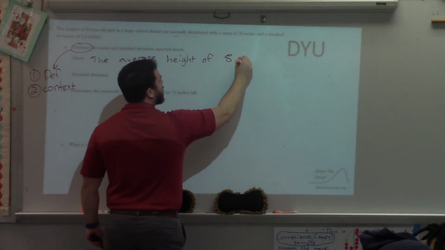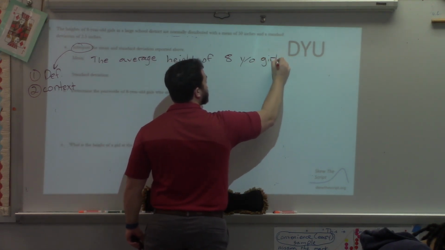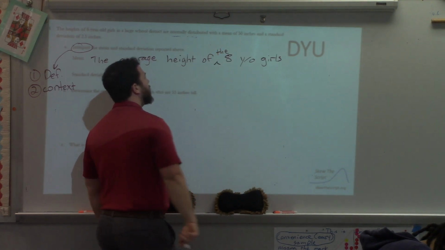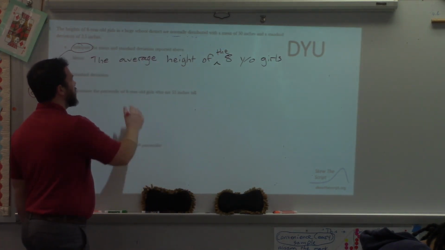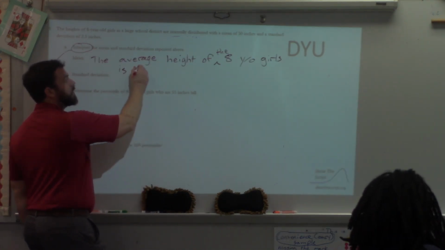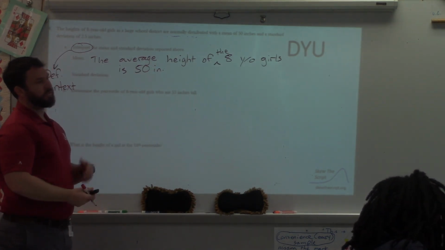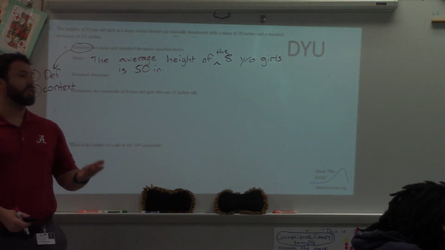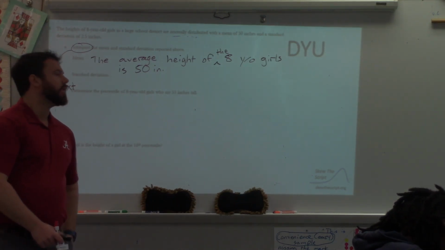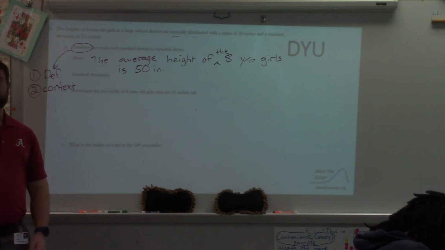The 8-year-old. Yeah, it's all about those 8-year-old girls. You could even include the school district, but I'll just say it this way. The height of the 8-year-old girls is what? 50 inches, right? You do have to include units, because is it 50 feet? 50 inches? 50 centimeters? 50 yards? There are lots of options. That's it. That's the mean. I've got the definition. I've got the context.